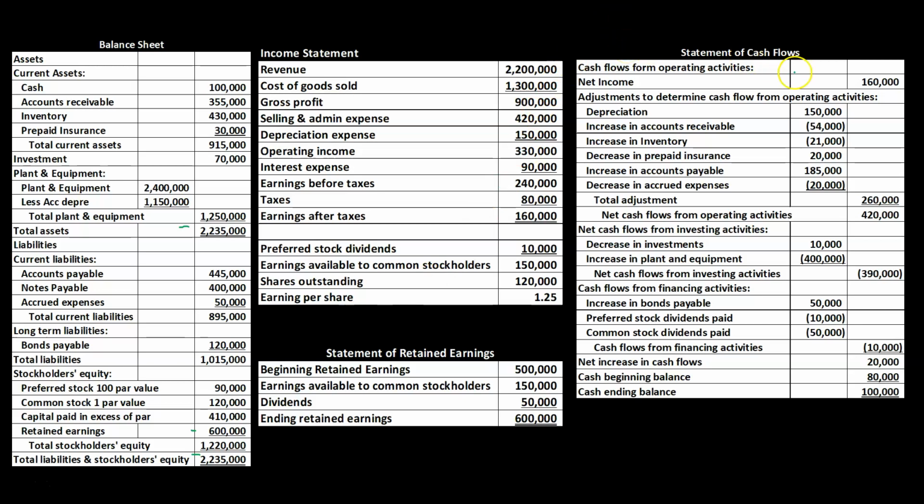The statement of cash flows, once again, will tie out net income, should tie out to the income statement, and the ending balance down here should tie out to the balance sheet. So we'll break out these and we'll talk about them a little bit more in detail one by one in future presentations.